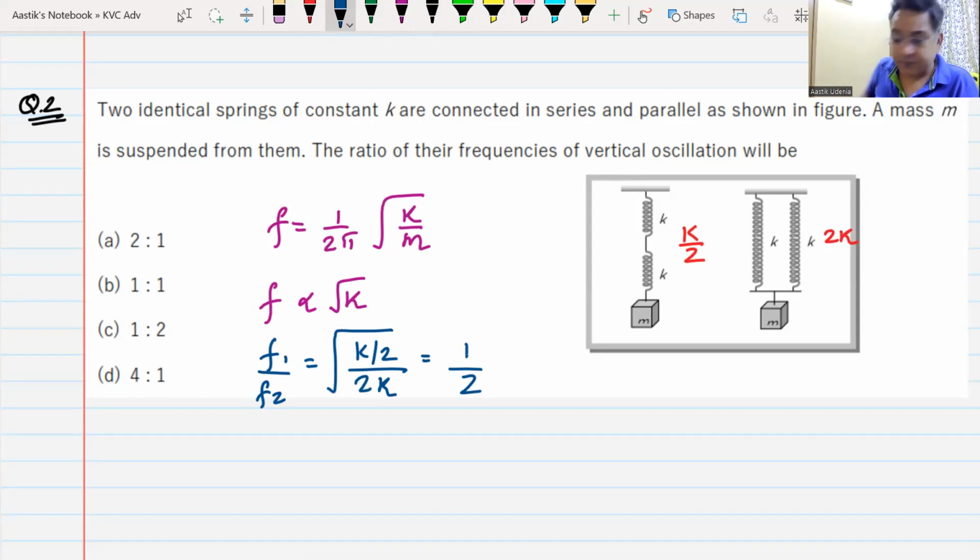Remember the way in which the question is asked and the ratio that is asked. If it is the ratio of time period, it will be proportional to root over m by k. But frequency or angular frequency will be proportional to root over k by m. Everyone understands this? Yes or no? Understood, sir.